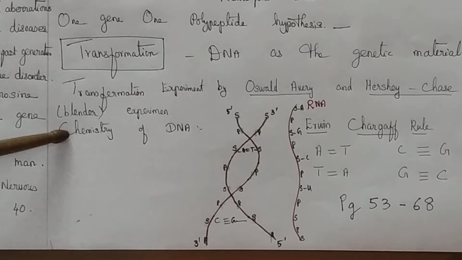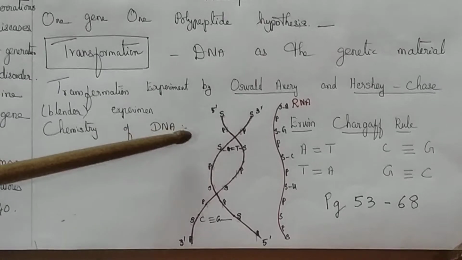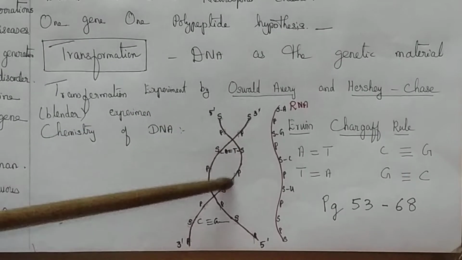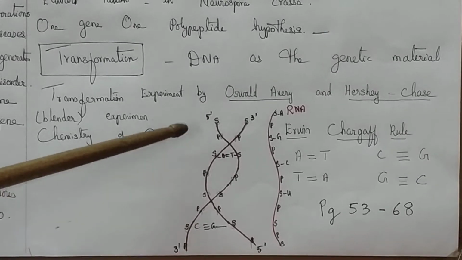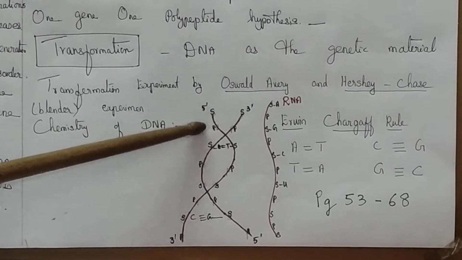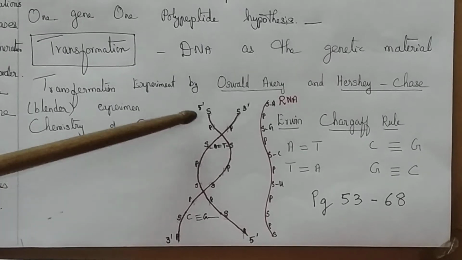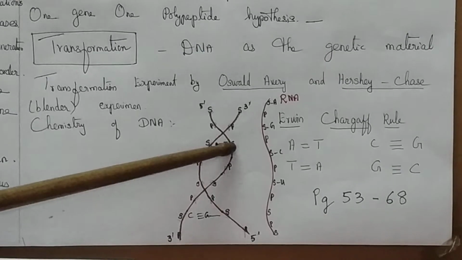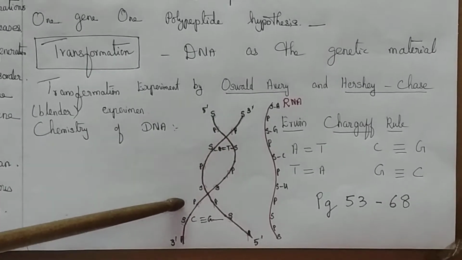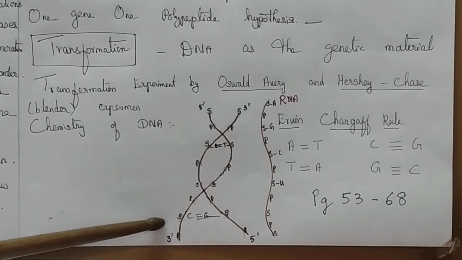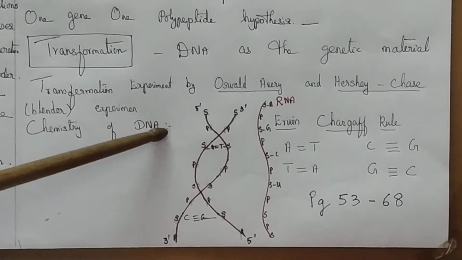Now, the chemistry of DNA. DNA is a double polynucleotide strand. You can see here in the picture that the sugar and phosphate are arranged alternately in both strands. Sugar, phosphate, like that, they are arranged forming the backbone of the polynucleotide strands. And each strand has many nucleotides present.